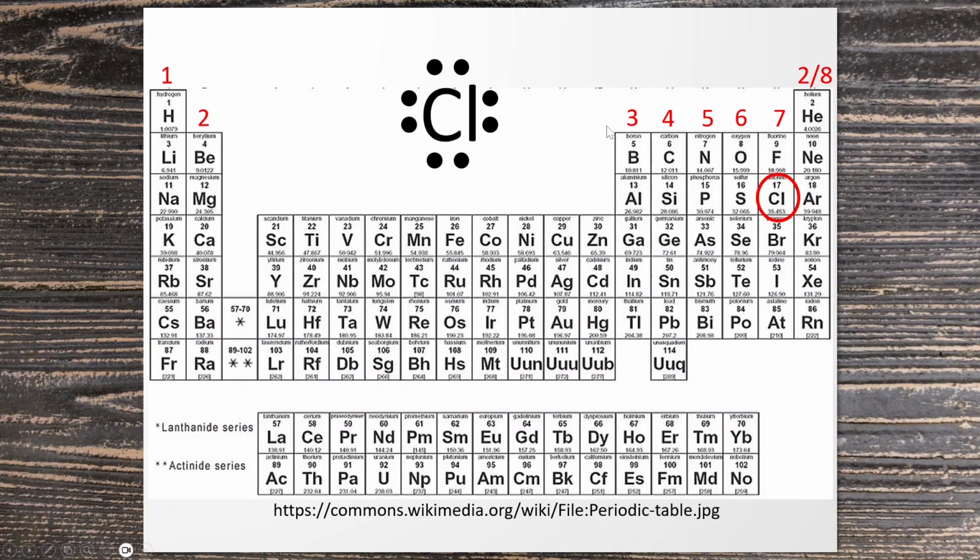Chlorine has group number of 7, therefore it has 7 valence electrons, and I think you're getting the point here probably, that it will want to make 1 bond to get that 1 extra electron.